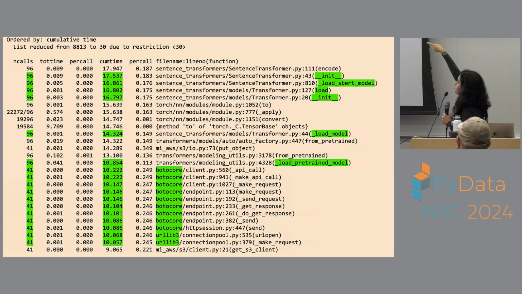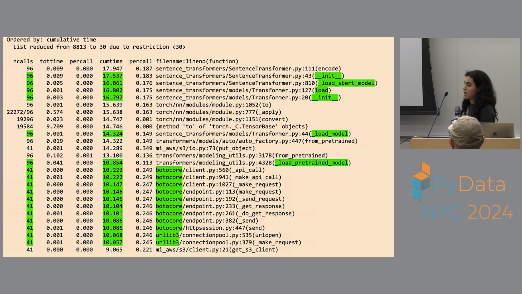Expectedly so, in the top line, we're spending some time encoding the sentences that came in. That's expected. We knew that we had to spend time doing that. But we're also spending a lot of time loading in the model. You'll see that in the second to fourth lines, there's some more loading models in sentence transformers. We're spending about 17 seconds there, and we're actually calling that 96 times. Similarly, we're spending quite a bit of time, 10 seconds or so, on 41 calls in Boto.